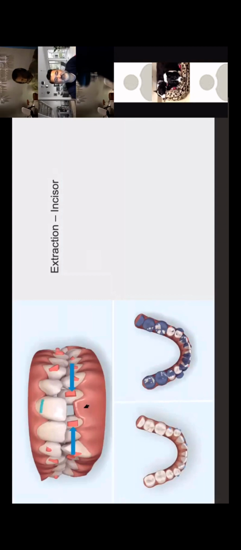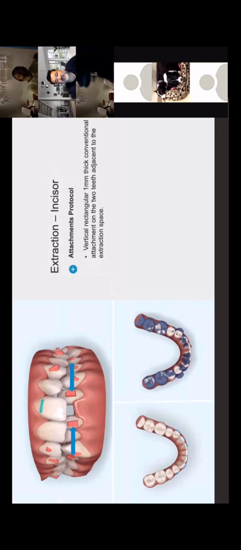What you have to do is just put a vertical rectangular attachment on the neighboring tooth of the extraction site. And you don't need any staging. You can just simultaneously move the teeth and easily correct the extraction site with the incisor extraction.